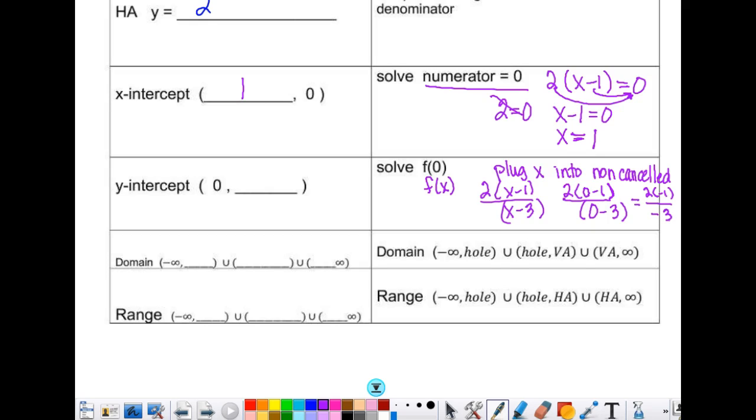Okay? And so 2 times negative 1 is negative 2 over negative 3, which is positive 2/3. I ran out of room. Okay? So our y-intercept is at 2/3. If you didn't have a 2 there, guys, it's super easy.